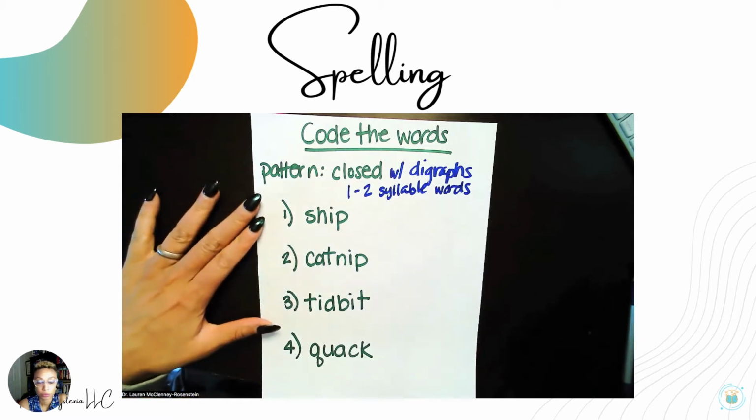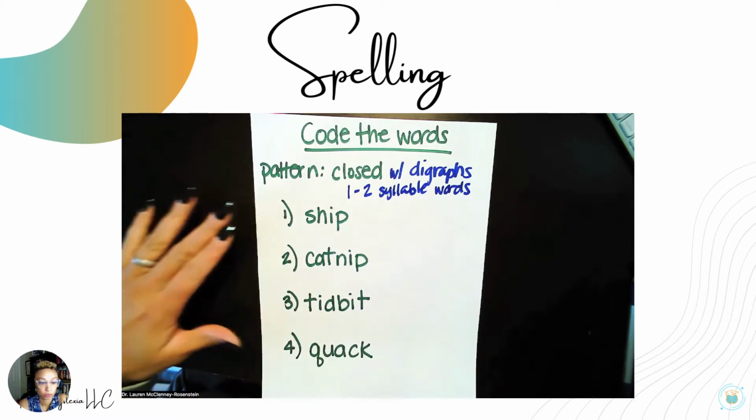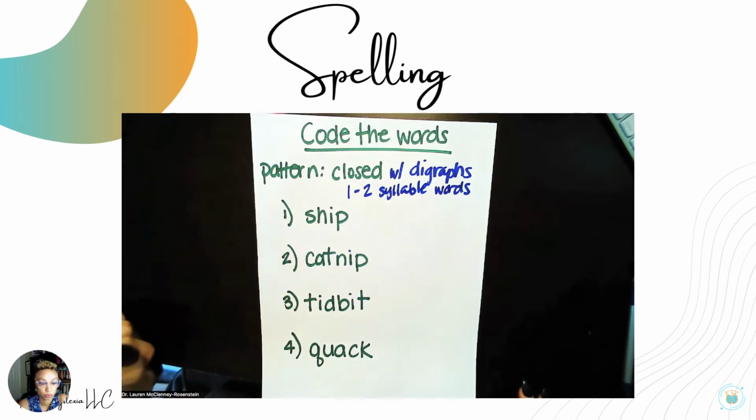So the first one is ship. What I would do is I obviously would not give them the words. I would dictate the word. So let's just say that this is a student who spelled the words correctly. They can't just turn this in. I want to see them code it, because I've had students do that. They say, I know it, I know it, I know it.